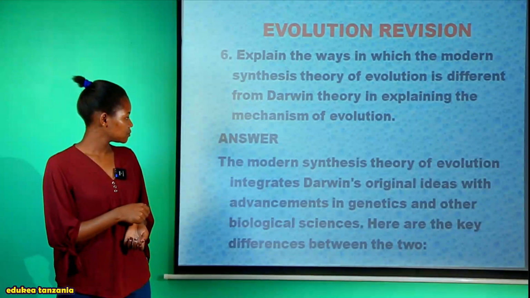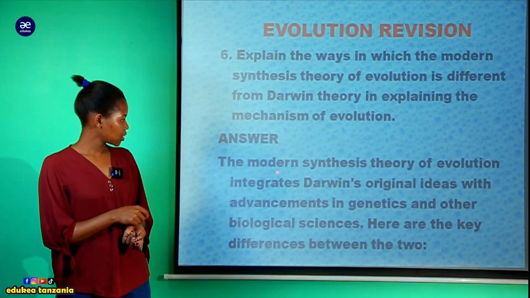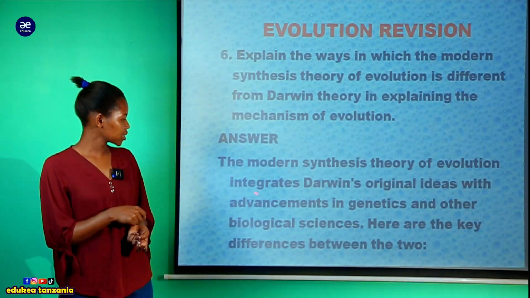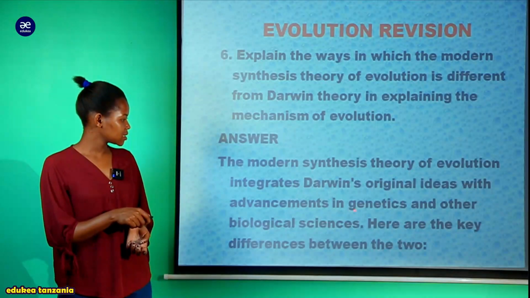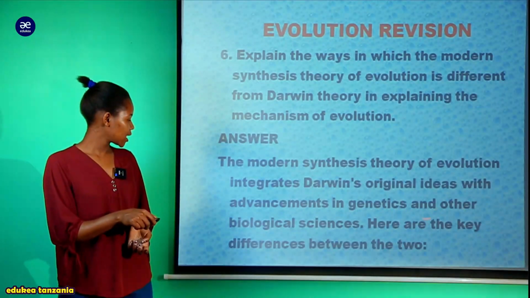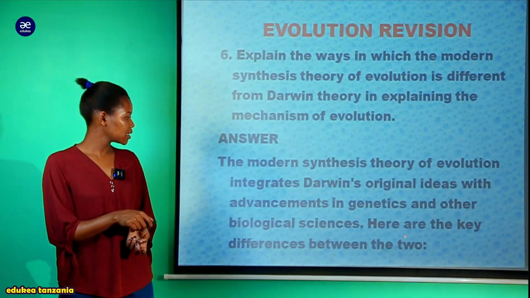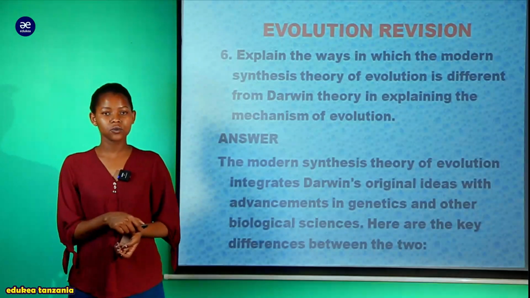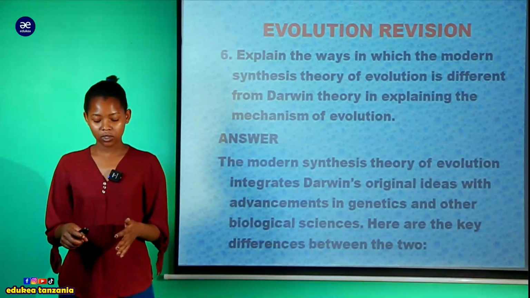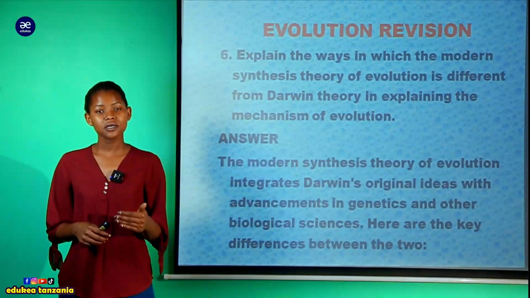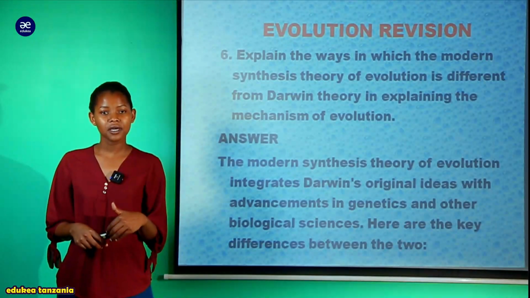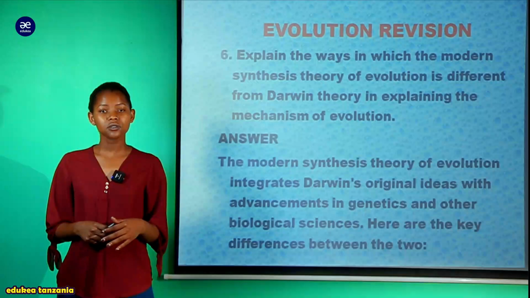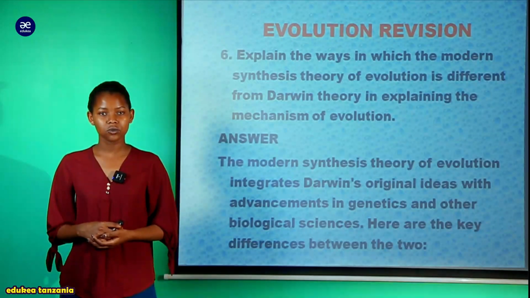As you can see here, firstly, the modern synthesis theory of evolution integrates Darwin's original ideas with advancement in genetics and other biological sciences. And here are the key differences between the two. First of all, my dear students, we have to remember that modern synthesis theory is the neo-Darwinism, is the theory after Darwin theory. And now we are going to look at the differences between the two.